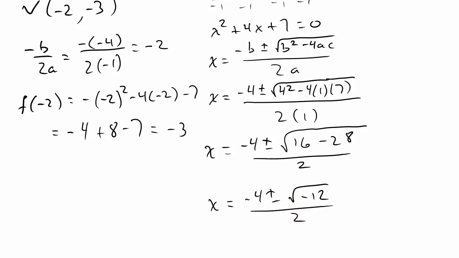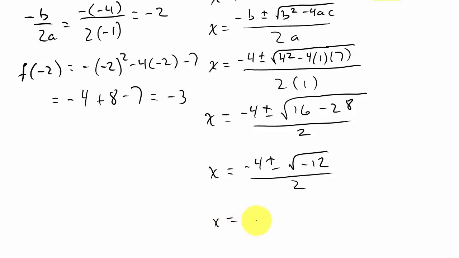Alright, so you can see here that underneath the square root we have a negative. So what does that mean? Well, that's an imaginary number. Remember, this would be x equals negative 4 plus or minus, and that negative under the square root, that's i, square root of 12, over 2. So what that means is there's not an x-intercept. It's not going to cross the x-axis.